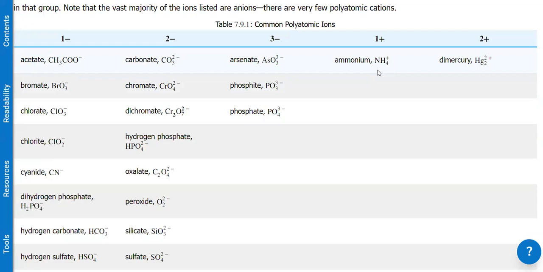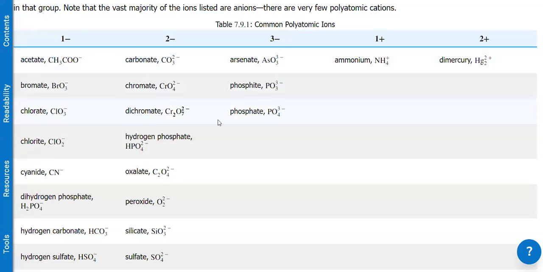I'll highlight that this is really confusing, because ammonia is NH3, a neutral molecule, and for ammonium, we add an H plus ion to it and get NH4 plus. This is the only cation you have to know, and everything else would be an anion.